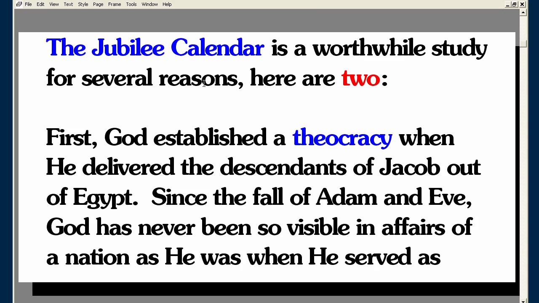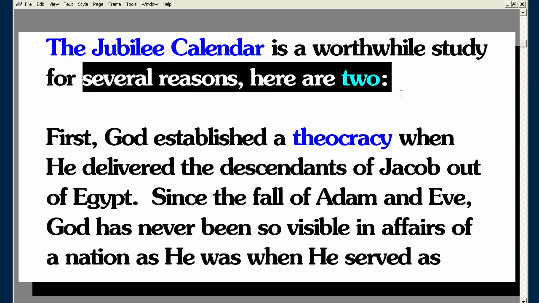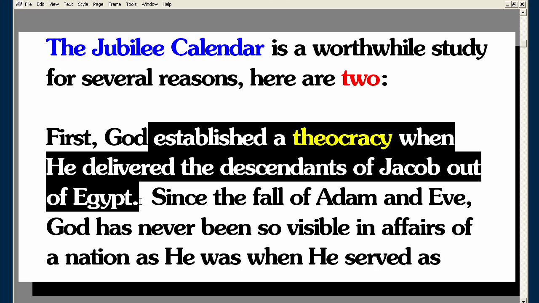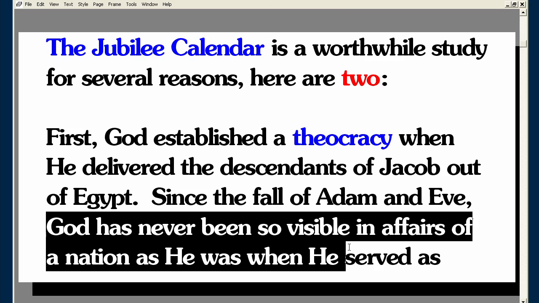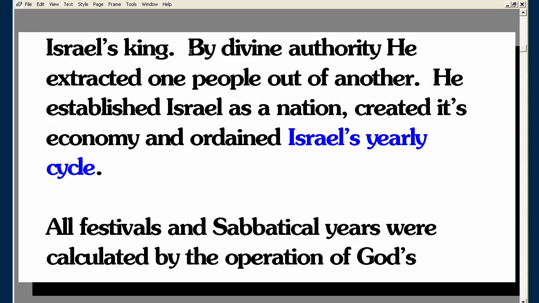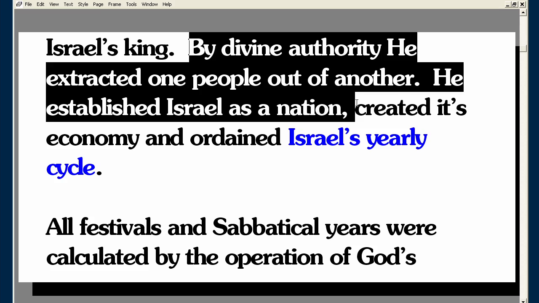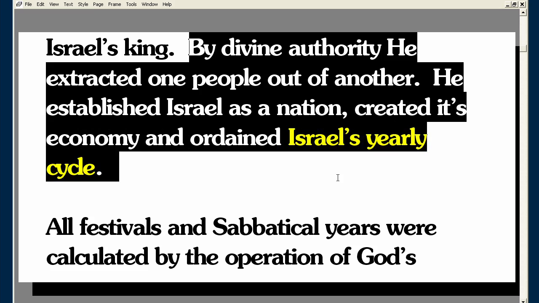The Jubilee calendar is a worthwhile study for several reasons. Here are 2. First, God established a theocracy when He delivered the descendants of Jacob out of Egypt. Since the fall of Adam and Eve, God has never been so visible in the affairs of a nation as He was when He served as Israel's king. By divine authority, He extracted one people out of another. He established Israel as a nation. He created its economy and ordained Israel's yearly cycle.